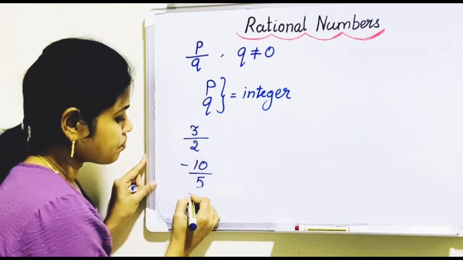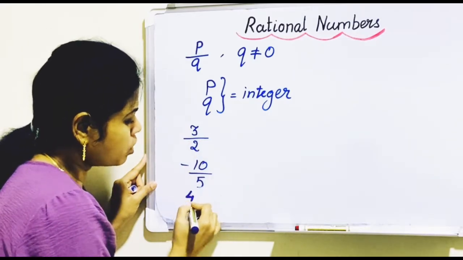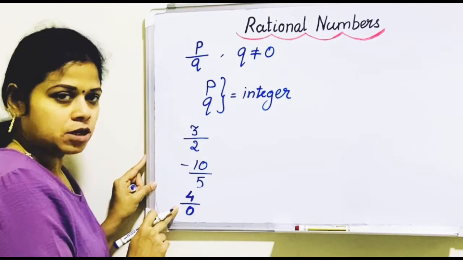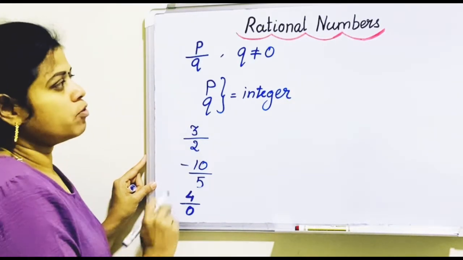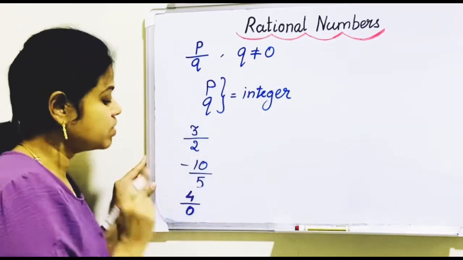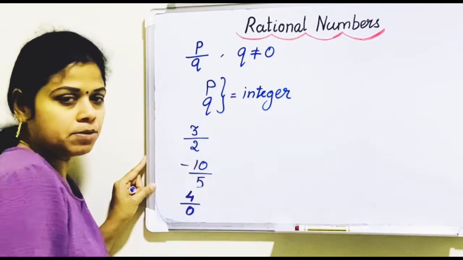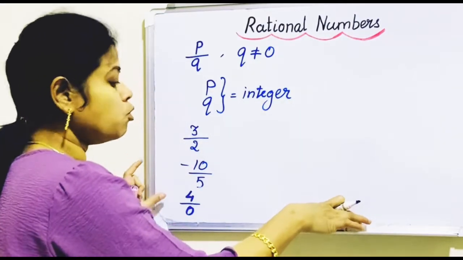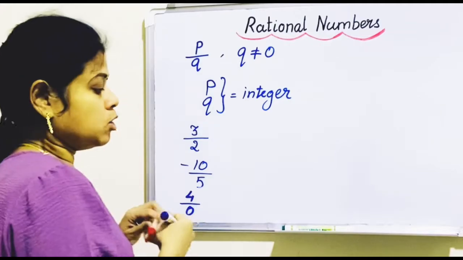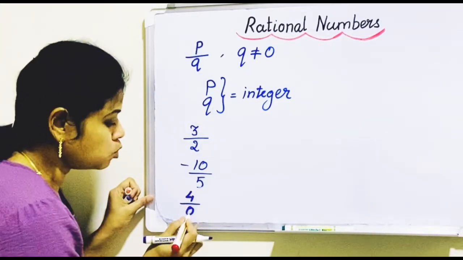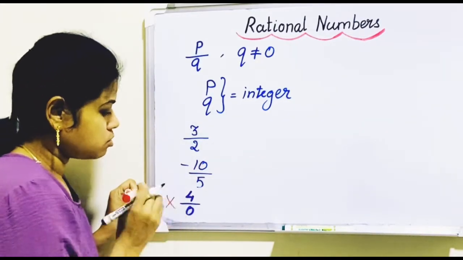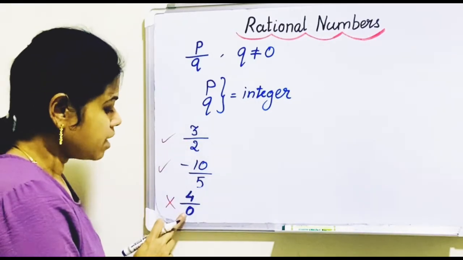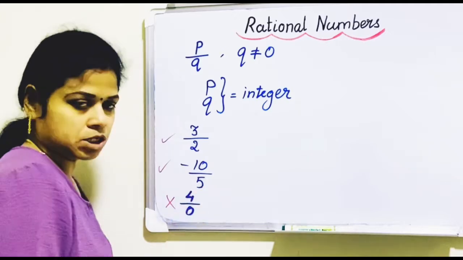And here, 4 upon 0 is not a rational number. This is not a rational number because the denominator should not be 0. If it is 0, then it is not a rational number. Why do they say that the denominator should not be 0? This q, to be a rational number, why should it not be 0? So this is not a rational number, and these two are rational numbers, as the denominator is 0 here.